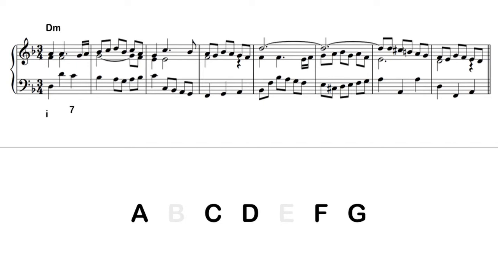I'll start with my inventory. I have A's. I have B flats. Make sure you don't forget to apply the accidentals that show up in the key signature. I have C's. I have D's. I don't see any E's. I have F's and I have G's. So I have almost all the pitches that show up in the scale occurring in this measure.